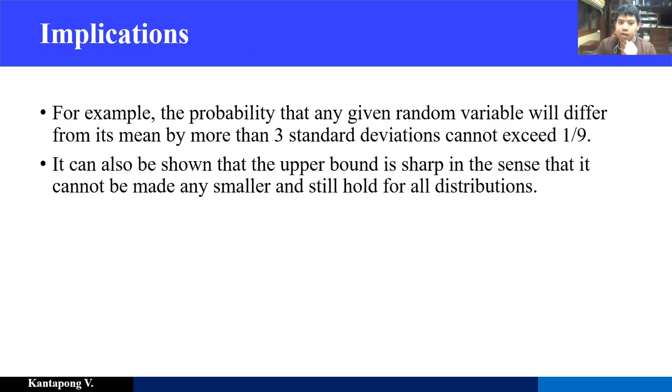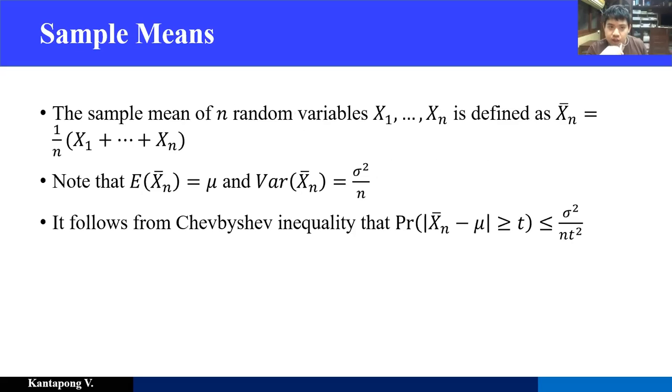So what does it say? For example, the probability that any given random variable will differ from its mean by more than 3 standard deviations cannot exceed 1/9. It can also be shown that this upper bound is sharp in the sense that it cannot be made any smaller and still hold for every distribution. So 1/9 is not that sharp, but it's good. It's good for us to proceed into talking about the law of large numbers.